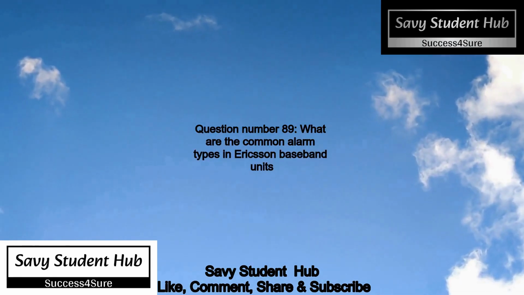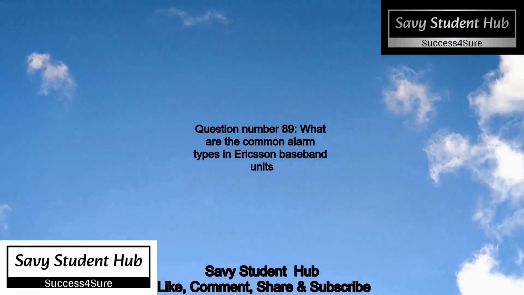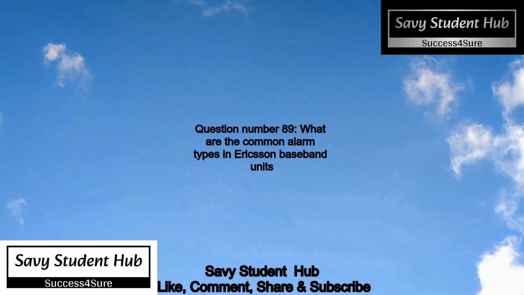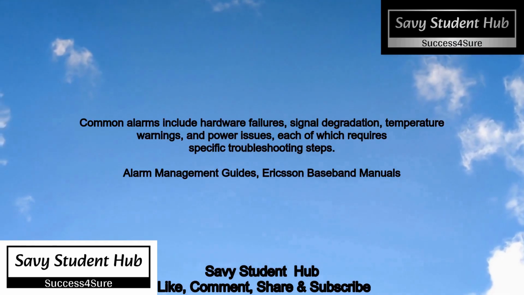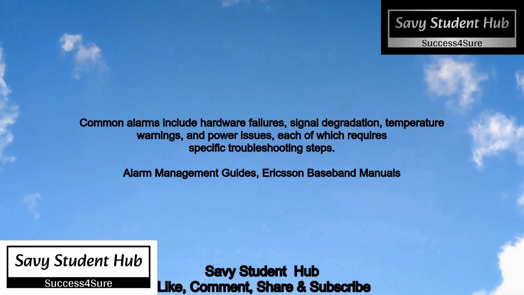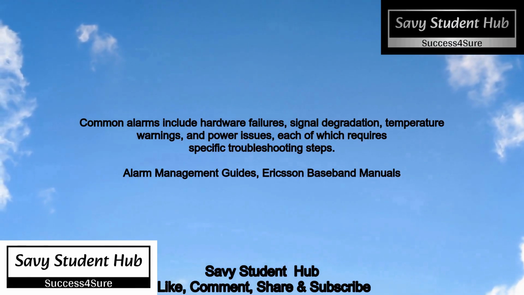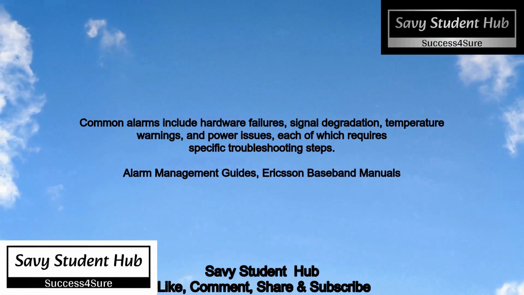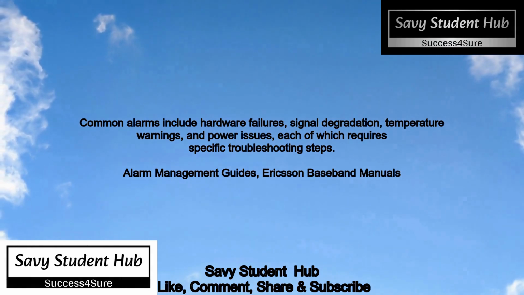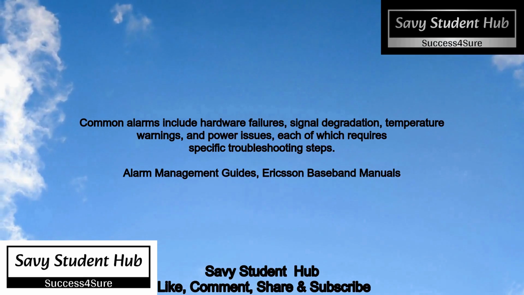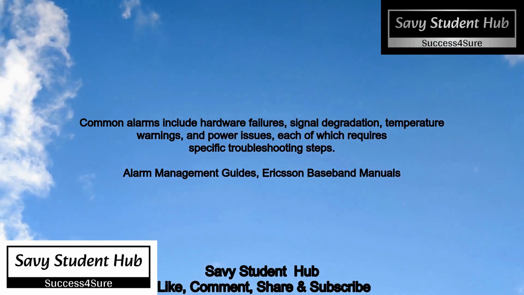Question number 89. What are the common alarm types in Ericsson baseband units? Common alarms include hardware failures, signal degradation, temperature warnings, and power issues, each of which requires specific troubleshooting steps.